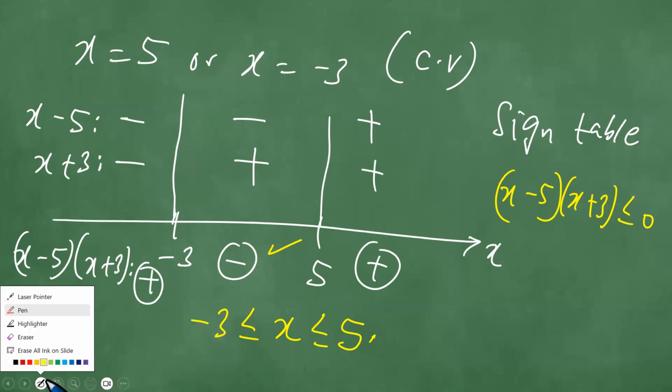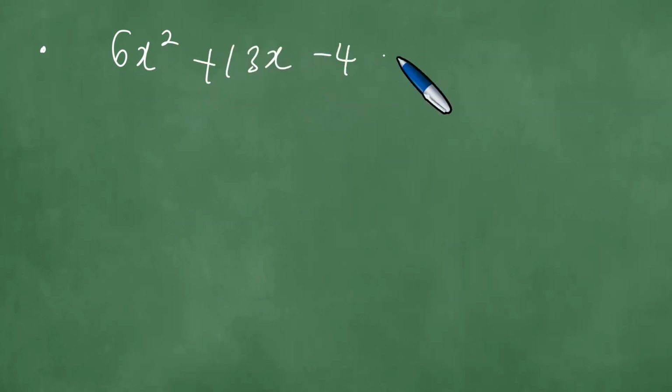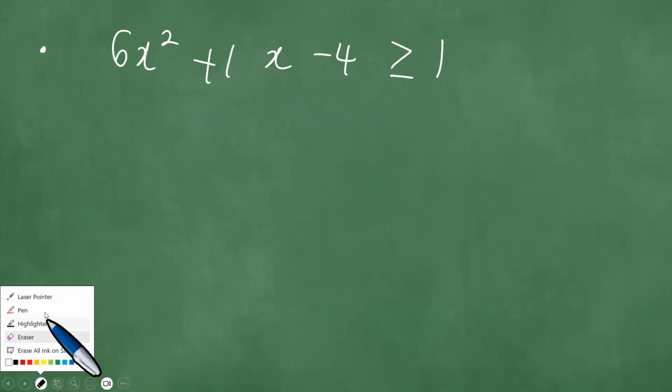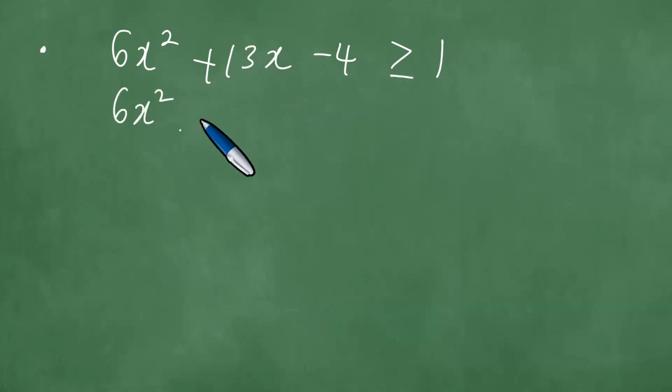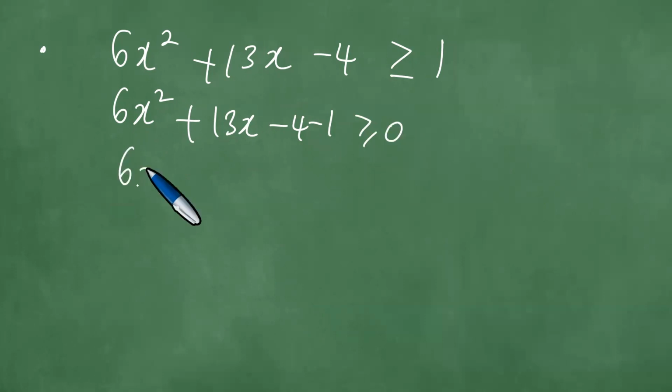Right, okay, let's look at another quadratic inequality. If you look at the next question, for example, if you have 6x squared plus 13x minus 4 is greater or equal to 1. What do we do here? Yolanda, what do you think? What is the first step? What do we do? I think you take one to the other side. Yes, we group like terms together. So grouping like terms together, we transpose one to the other side, making it a negative one. And we have 6x squared plus 13x minus 5 is greater or equal to 0.